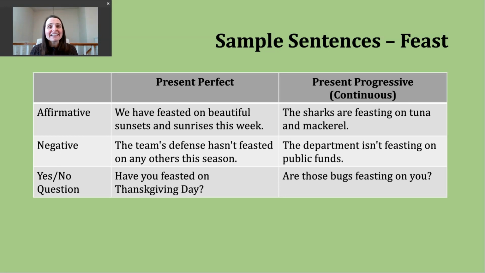So, finally, if you want to make a yes or no question in the present perfect, you're going to start with have or has, whichever form matches your subject. The subject comes next. And after that, we're going to use our participle form of the verb.